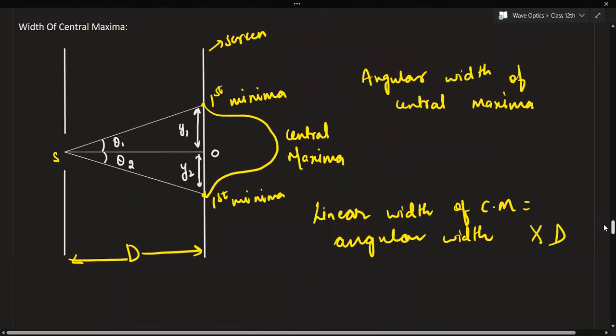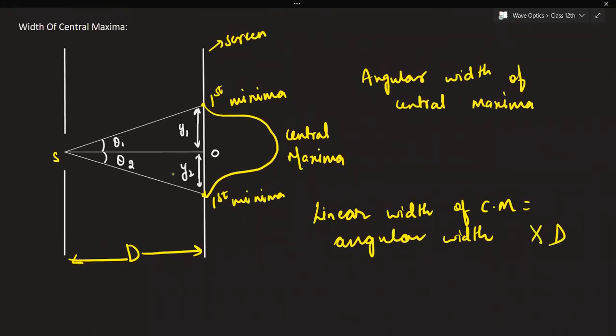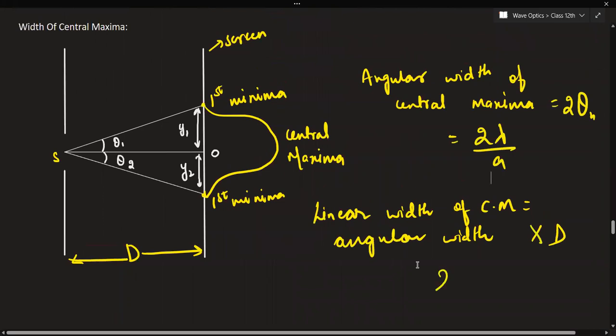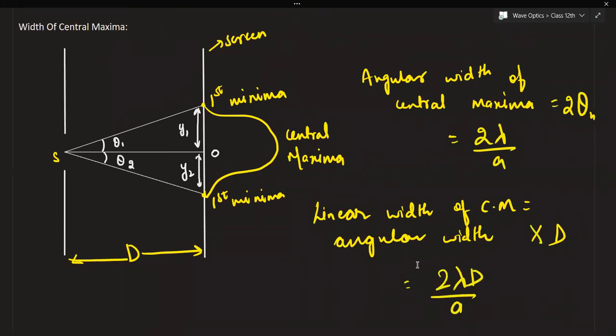Intensity distribution, one more thing, then you can note it down. This part before we do intensity distribution. See, if you have to calculate the angle subtended by the central maxima width, it will simply be twice the angle that you obtain, 2 theta_n. That will be 2 times theta. Theta was lambda by a. And if you want to find the linear width, it will be angular width multiplied by D. So 2 lambda by a will be the angular width, multiplied by D just in case you have to find the linear width.